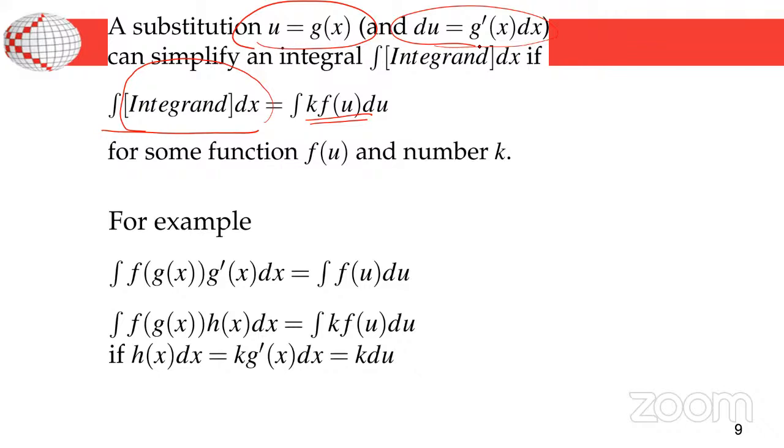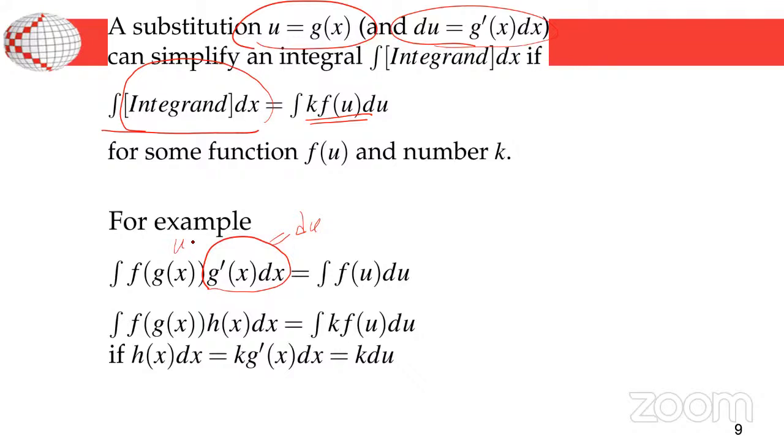Okay, so this is the general principle, and here are the 2 most common examples. If your integrand is the product of a composite function with g of x inside and the derivative of g, then you can see u equal to g of x will be perfect. If you have u equal to g of x, then the composite function is just f of u, and this derivative of g times dx is just du. So immediately you can see the simplification.